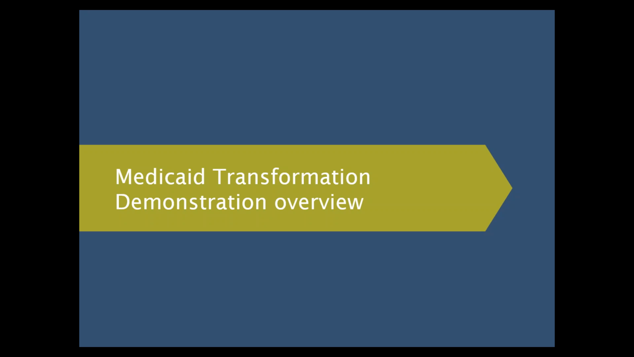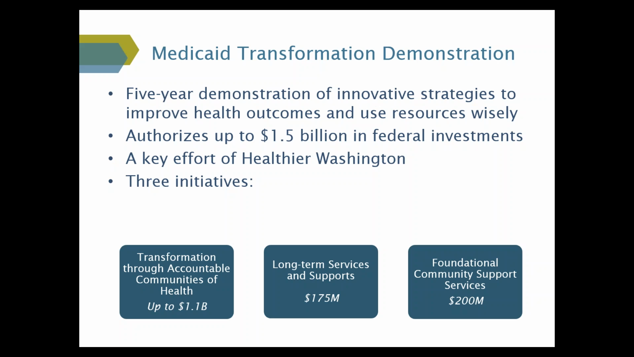So let me talk a little bit about, in terms of overview, the Medicaid transformation demonstration. As a reminder, this is a 5-year demonstration and really consists of 3 principal initiatives. We'll be talking primarily today about Initiative 1, which is transformation through accountable communities of health. But I do want to remind you that there are 2 other important initiatives that we're undertaking. Initiative 2 focuses on long-term services and supports with our partners at DSHS and the Aging and Long-Term Services Administration. And Initiative 3 focuses on foundational community supports, primarily supportive housing and supported employment.